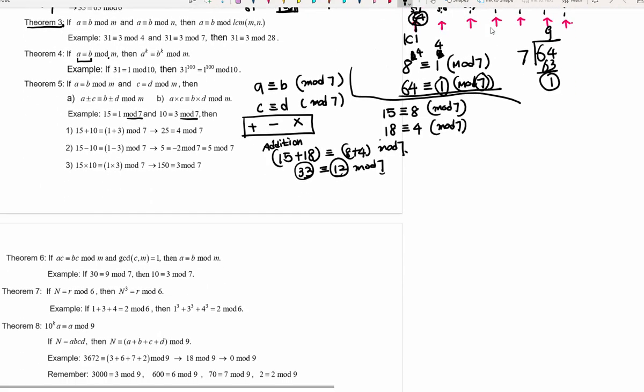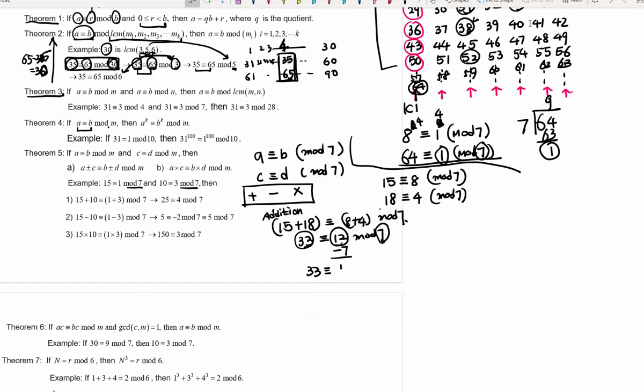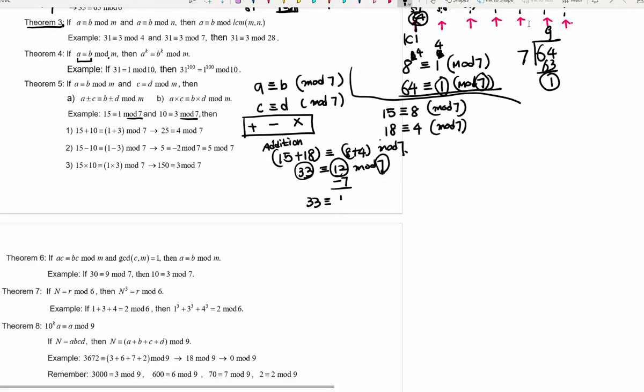So to make it less than 7, you minus 7, okay? You can take off the modular number anytime. You can add or subtract. That's the rule, right? So when you take off over here, 33 and 12 minus 7 is 5, right? Okay? 12 minus 7 is 5 mod 7.